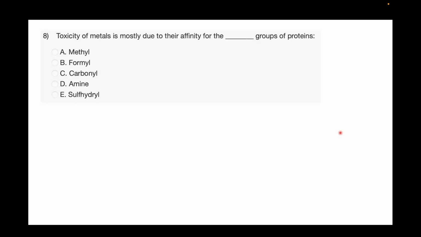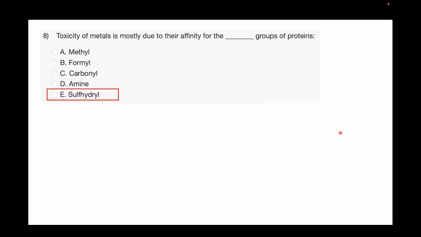Okay, it's enough time for question number 8. Coming back to find out what is the correct answer. Toxicity of metals is mostly due to their affinity for dash groups of proteins. Checking the comment box, Ashwini and Tuhin are consensually saying option E, sulfhydryl. Okay? The correct answer to this question is sulfhydryl groups. This is the correct answer. Again, you guys have answered correctly.